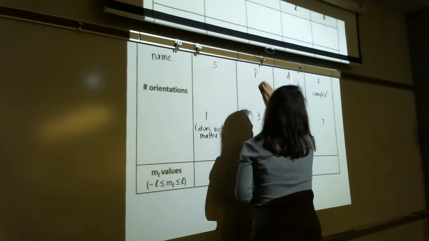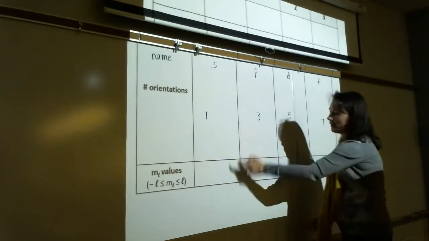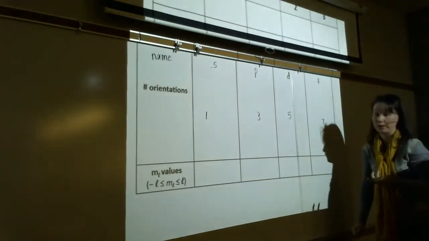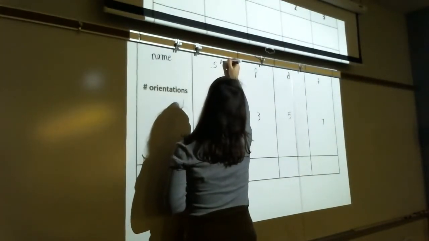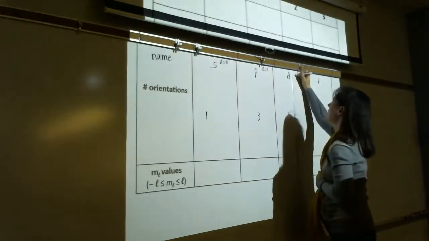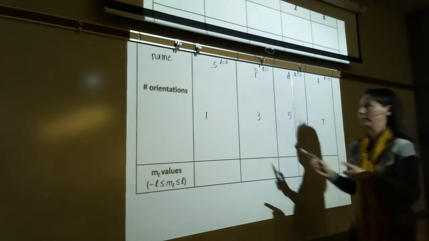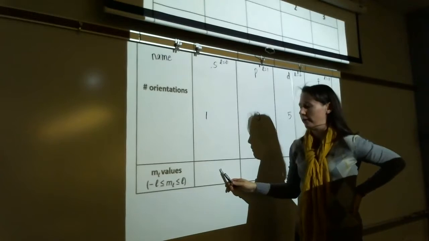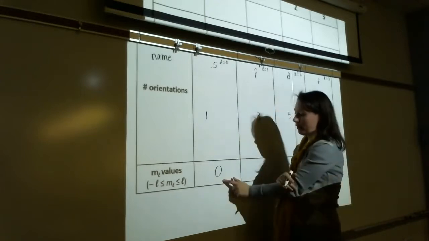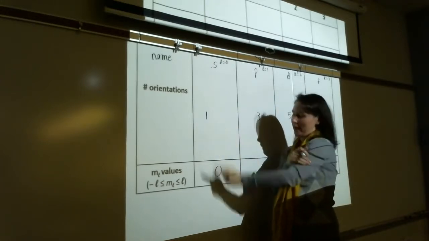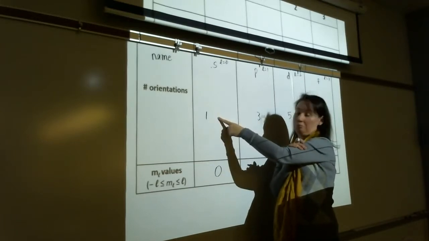So S, P, D, and F. Number of orientations corresponds to the M sub L values. This is really convenient, right? So if S, remember, L equals 0, L equals 1, L equals 2, L equals 3. Now M sub L, if L equals 0, what is the only value that M sub L could be? 0, right? Look, there's one value of M sub L, there's one orientation. That number of M sub L's corresponds to number of orientations. Isn't that convenient? I think so.